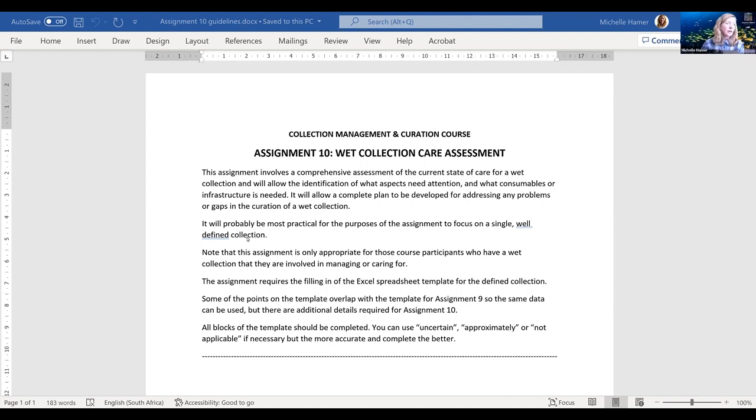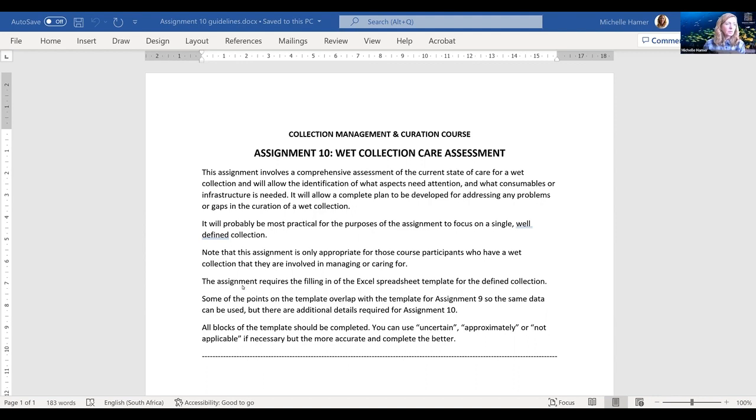So it's best to focus on a single well-defined collection, just because it's more manageable for an assignment. And you really have to work with a wet collection. If you don't have a wet collection, it's not really possible to do this assignment. All that you need to do is fill in that Excel spreadsheet. There's a template that needs to be populated.